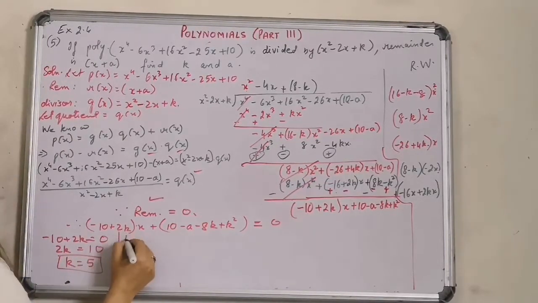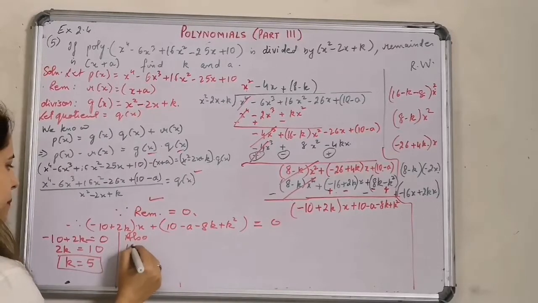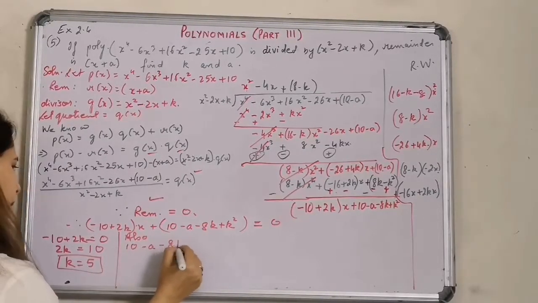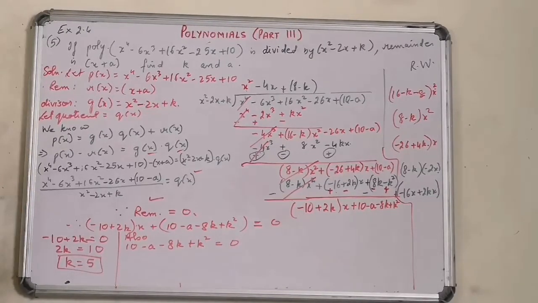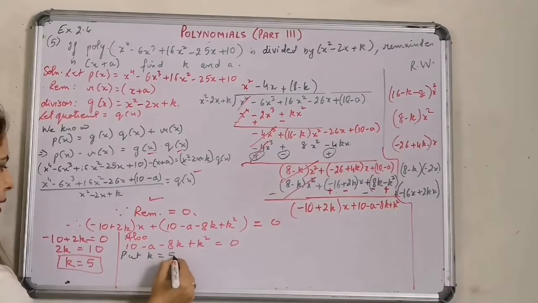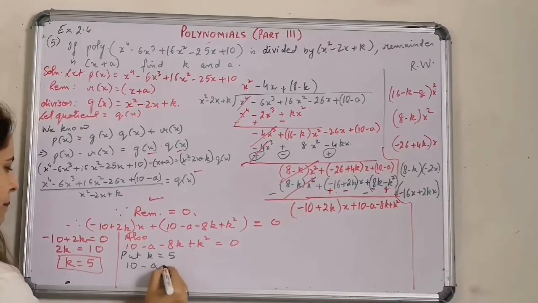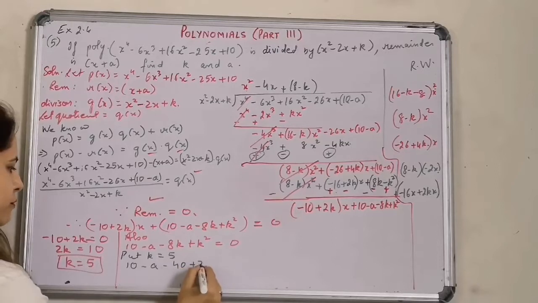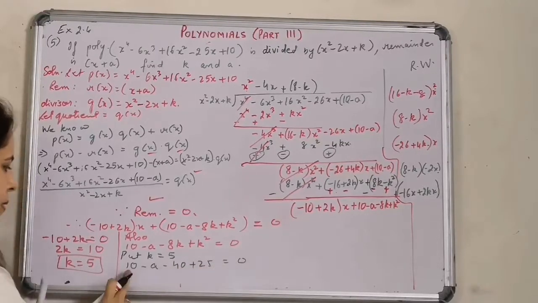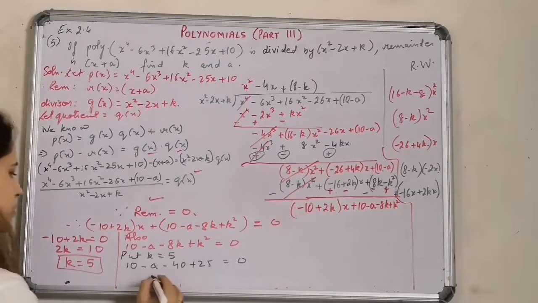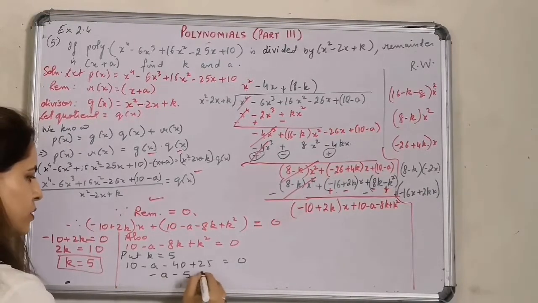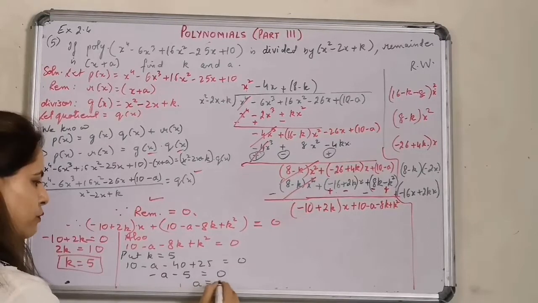Also, 10 minus a minus 8k plus k square is equal to 0. Let's pen down the value of k. Put k is equal to 5. What do we get? 10 minus 8 minus 40 plus 25 is equal to 0. 10 plus 25 is 35. 35 minus 40 is minus 5. So we have minus a minus 5 is equal to 0. We get a is equal to minus 5.